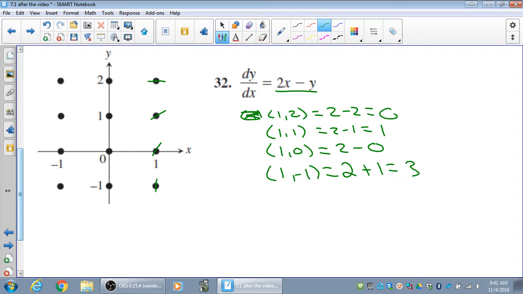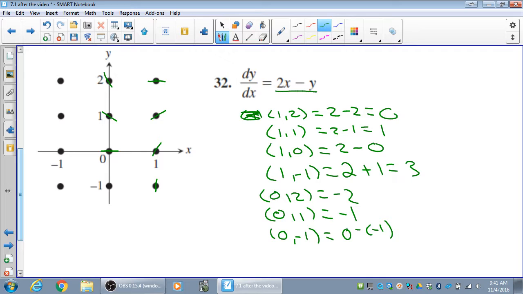All right, now we're going to the next column. Tedious. (0, 2). So that's negative 2. Slope of negative 2. Boom. (0, 1). Negative 1. So that's a negative 1. (0, 0) is 0. I know that one. And then (0, negative 1). Well, that'd be 0 minus negative 1. That's positive 1. So now the slope is positive 1.